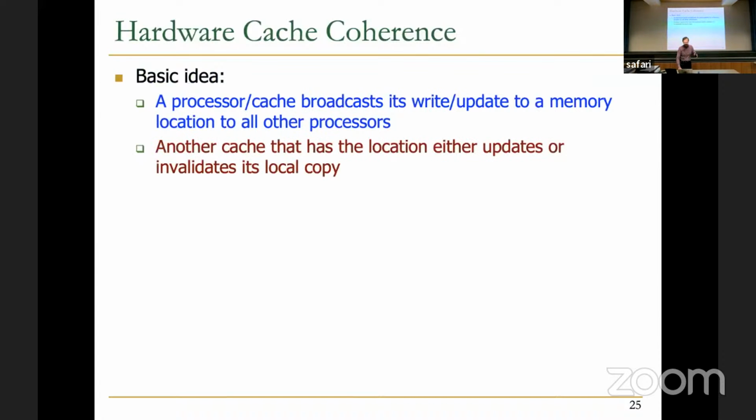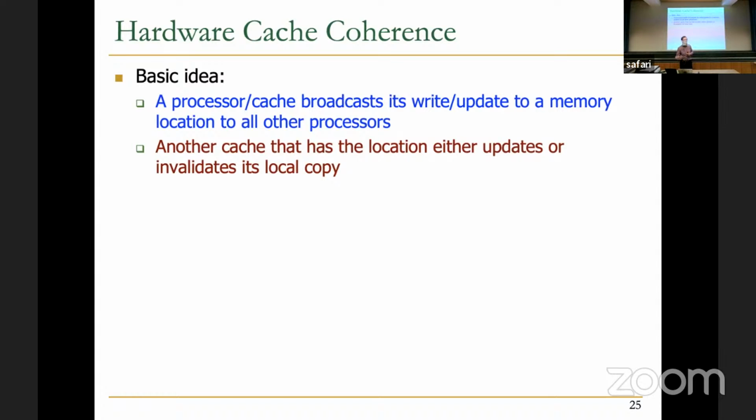Okay, where were we? Okay, here. Basically, the basic idea of hardware cache coherence is that a processor or cache, I'm going to use those interchangeably because we're going to assume processor and cache are coupled in this particular case, broadcasts its write or update to a memory location to all other processors. And another cache that has the location either updates or invalidates its copy.